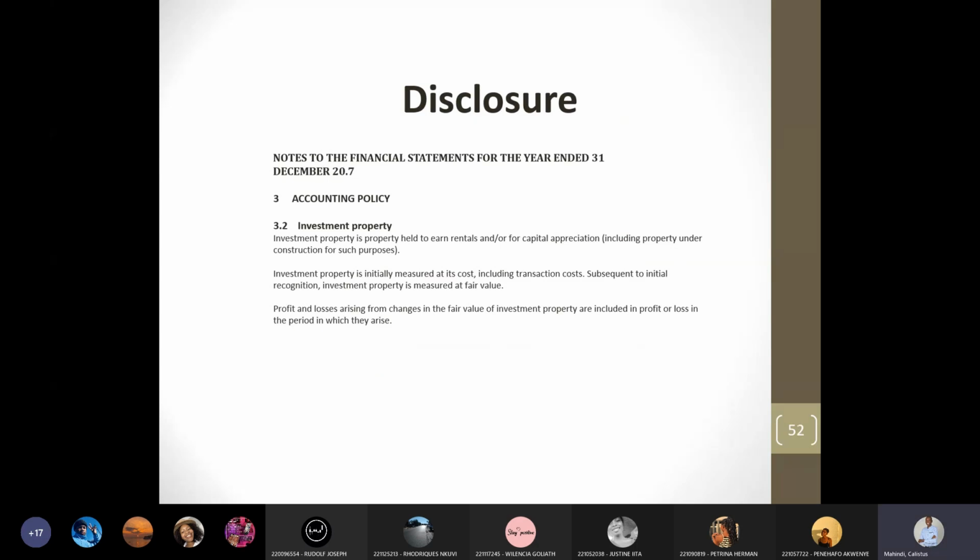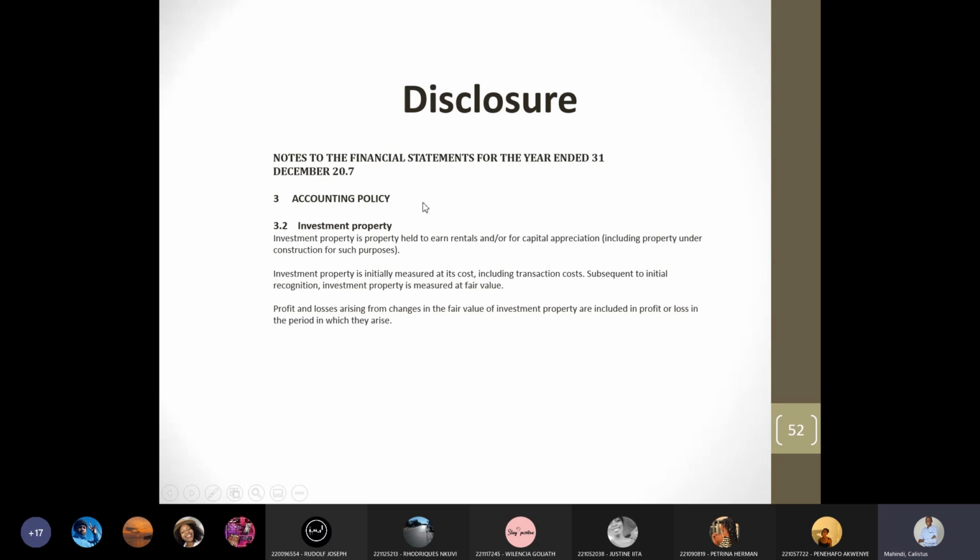So what about disclosure? There are a few disclosure things that we will have to disclose. So the first one is an accounting policy note. At your level, you might not really need to show the accounting policy note, but your accounting policy note basically describes the treatment of investment property. So this is an example of an accounting policy note here.